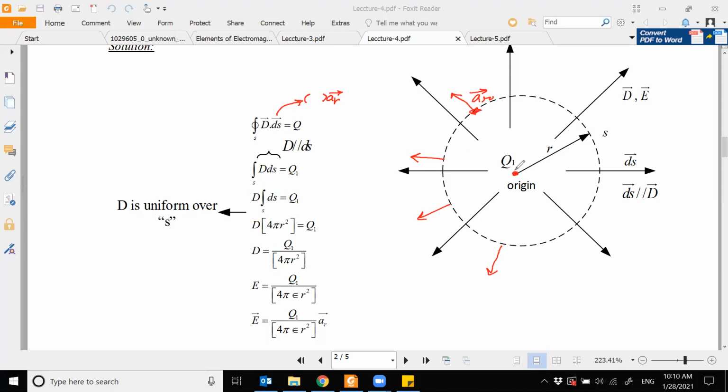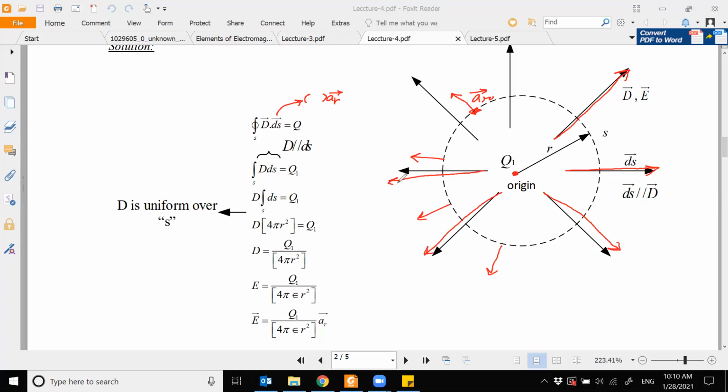So for the point charge, since D is equal to epsilon E, the electric flux density follows a similar direction as your electric field. For a point charge, the electric field will be radial and going outwards because my charge Q1 is positive. So these big lines which I'm showing you are the direction of the electric field.